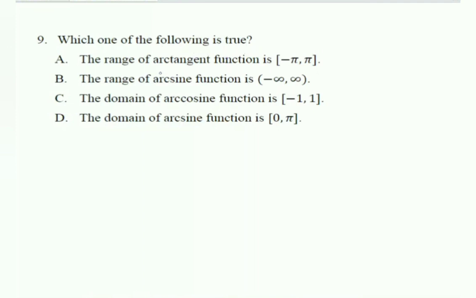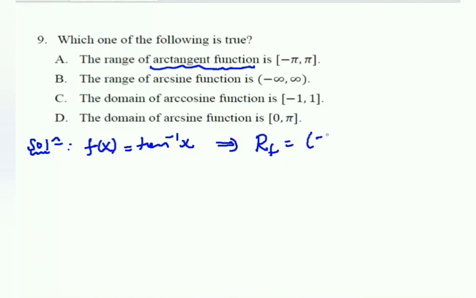Which of the following is true? This problem is about the inverse trigonometric functions, so we will put their domain and range. For the arctangent function, meaning the inverse tan function, I will respond according to the statement. For the tan inverse function, the range is between minus pi over 2 and pi over 2. So A cannot be the answer.